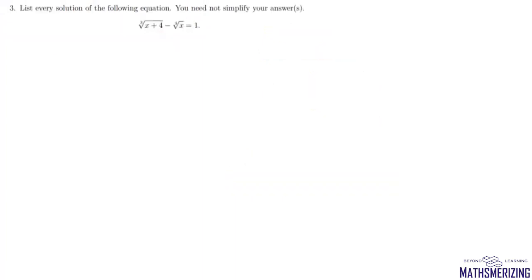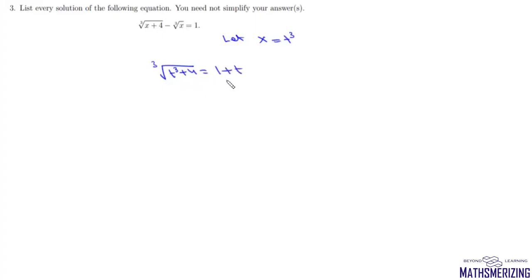Now question number 3 says: list every solution of the following equation. We are given that the cube root of x plus 4 minus the cube root of x is equal to 1. So what we'll do is let x be t cube. We can write the cube root of t cube plus 4, and then we'll take the cube root of x to the right-hand side. We'll write 1 plus t.